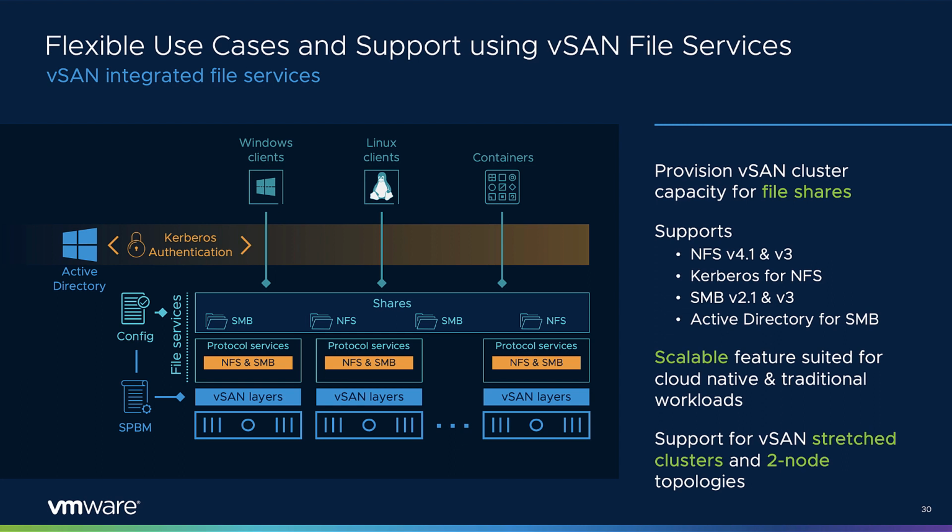vSAN File Services supports NFS and SMB that addresses the most common use cases for customers. File Services also now includes support for secure authentication methods, Kerberos for NFS, and Active Directory for SMB. Since File Services is integrated directly into the hypervisor, the administrator enjoys all of the benefits as a result: efficiency, integration, compatibility, and monitoring.